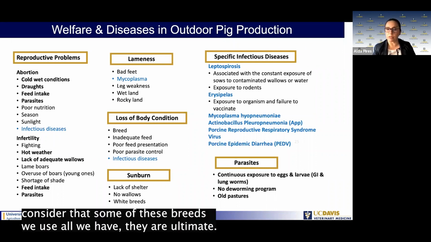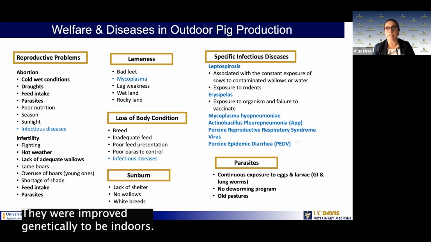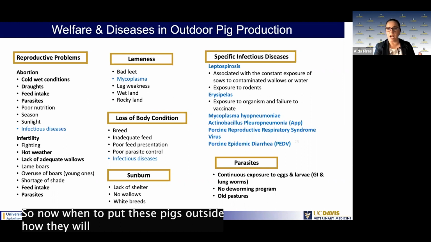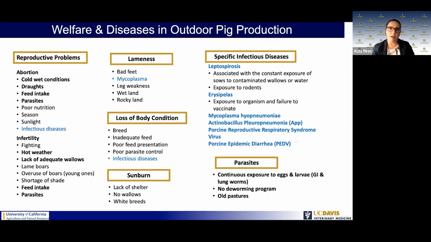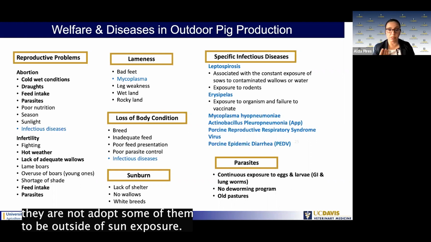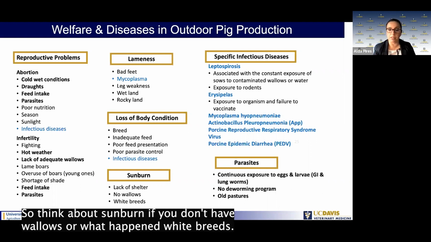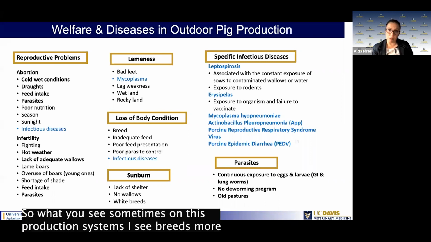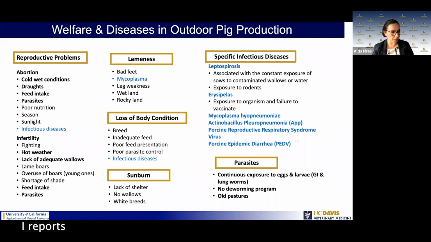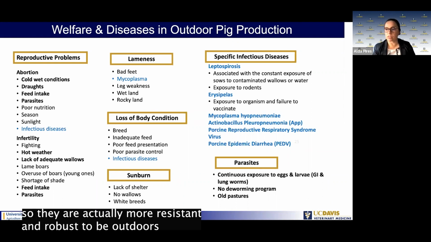Also consider the breed. Some of the breeds we use were improved genetically to be indoors. So now I'm going to put these pigs outside. Some of them are not adapted to be outside with sun exposure. So think about sunburn if you don't have wallows, or what happens with white breeds. So what you see sometimes for these production systems are breeds that are more robust, or heritage breeds, which are more resistant and robust to be outdoors.